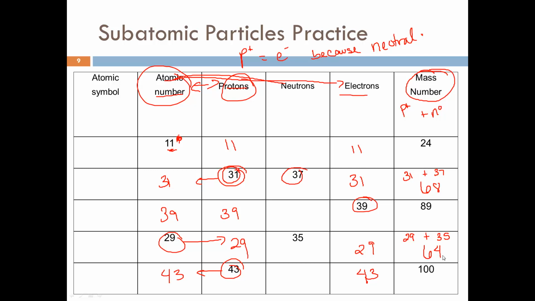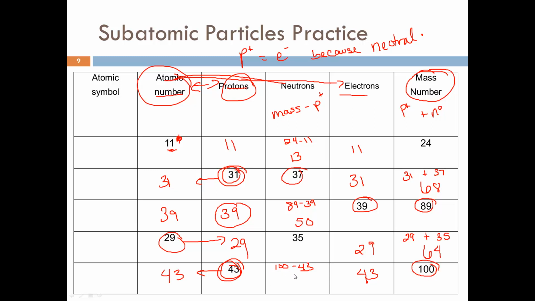Now finally, we can figure out the neutrons by saying the mass number minus the protons. So this is going to be 24 minus 11, which comes out to be 13. This one's going to be 89 minus 39, because our mass number is 89 and our number of protons is 39, so that comes out to be 50. And finally, the very last one, 100 minus 43, because this is our number of protons, comes out to be 57.